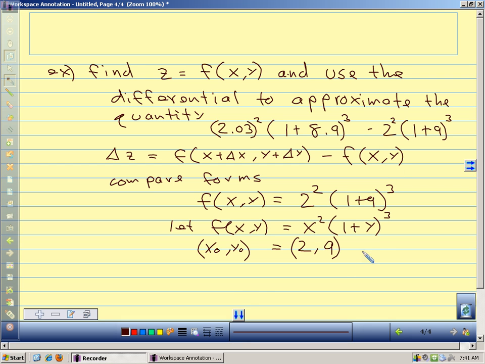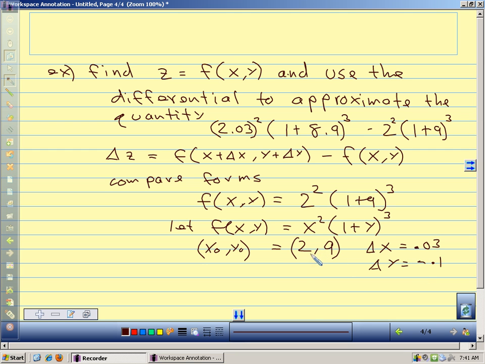And delta x, if we choose this way, is going to be what? From 2 to 2.03, 0.03. And delta y, we're going from 9 to 8.9, negative 0.1. So there we have it: we found our function, x squared times 1 plus y cubed. We found our delta x and delta y.